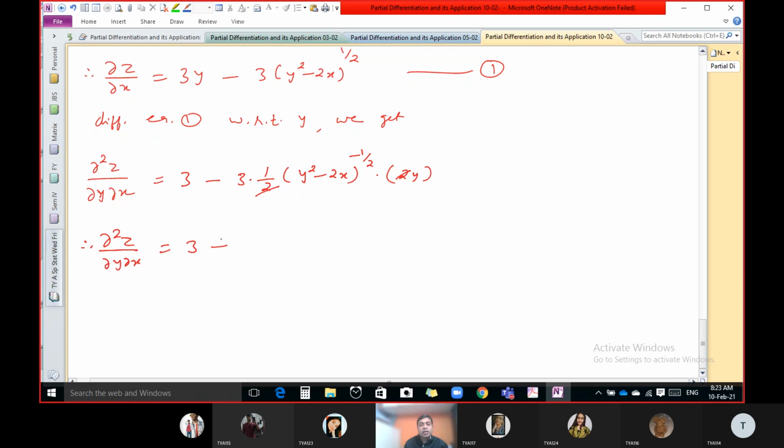So what would we write here? 3 into what? Tell me the answer. 3y into y square minus 2y raised to minus 1 by 2. Correct. This is the answer. Let us say the answer of delta square z upon delta y delta x is equation 2.